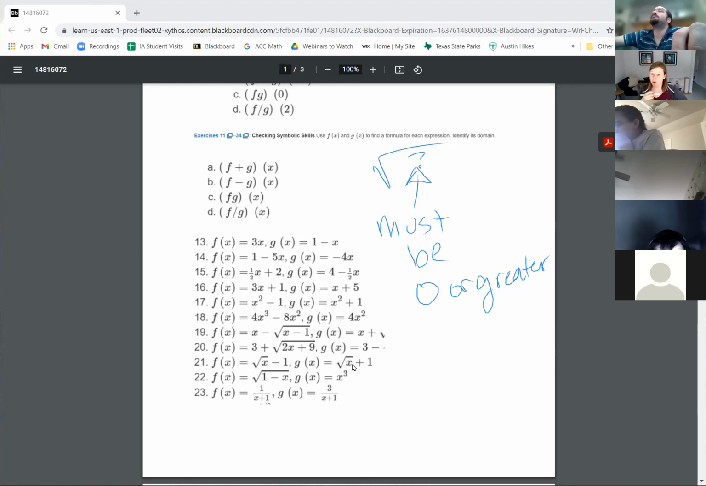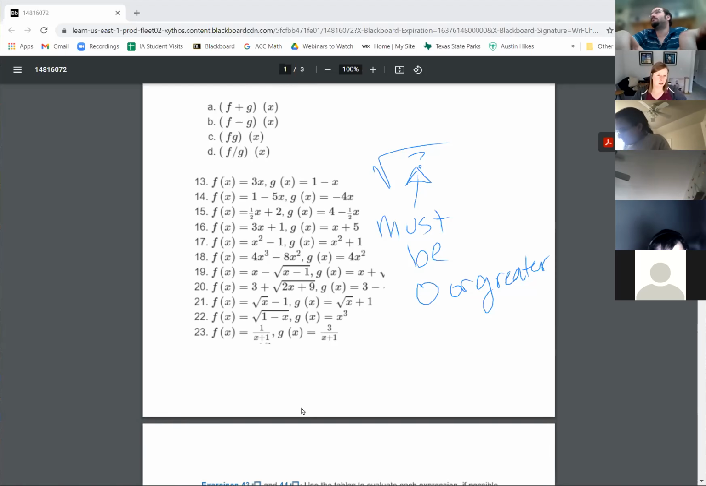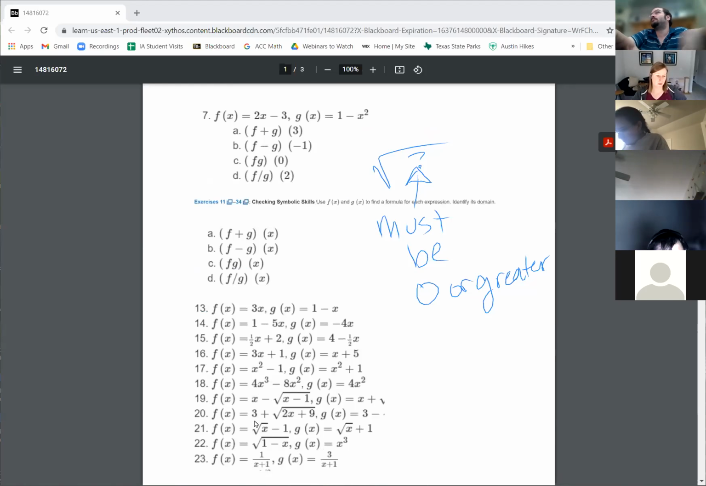So if it helps you, draw the number line like I did, if it helps you to figure out the domain. So use that as you go through number 21, sorry, to try to figure out your domain in addition to solving these. Okay. All right, cool.